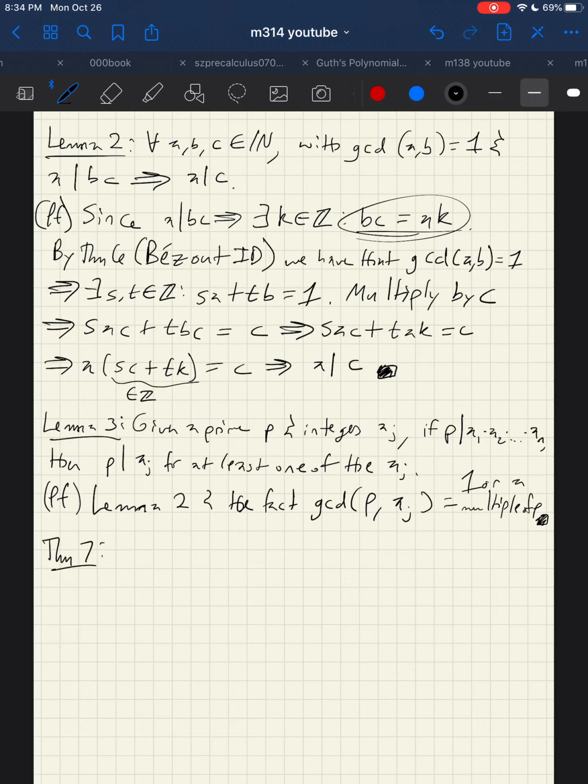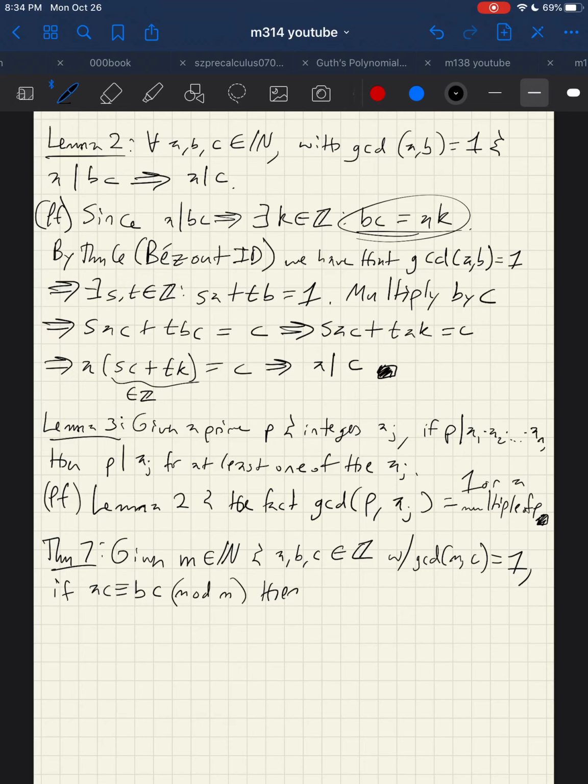So the next thing I want to do is Theorem 7. And this is going to be another application of lemma 2. So Theorem 7 says, given a natural number m, and integers a, b, and c, with the GCD of m and c equal to 1, if ac is congruent to bc mod m, then a is congruent to b mod m.